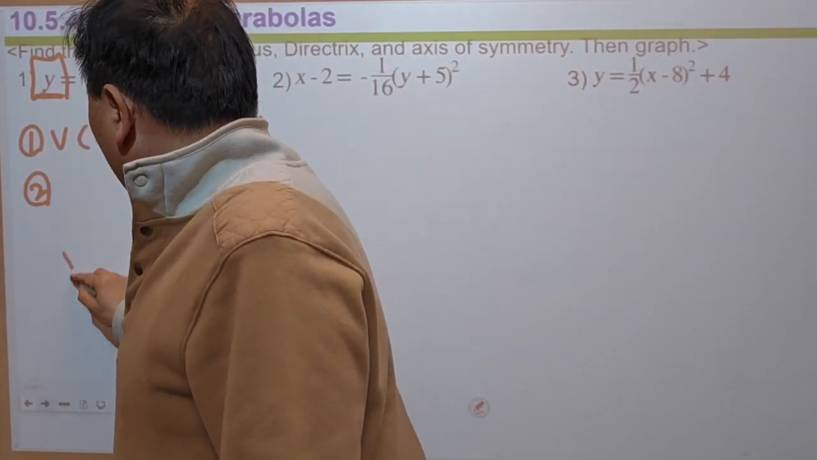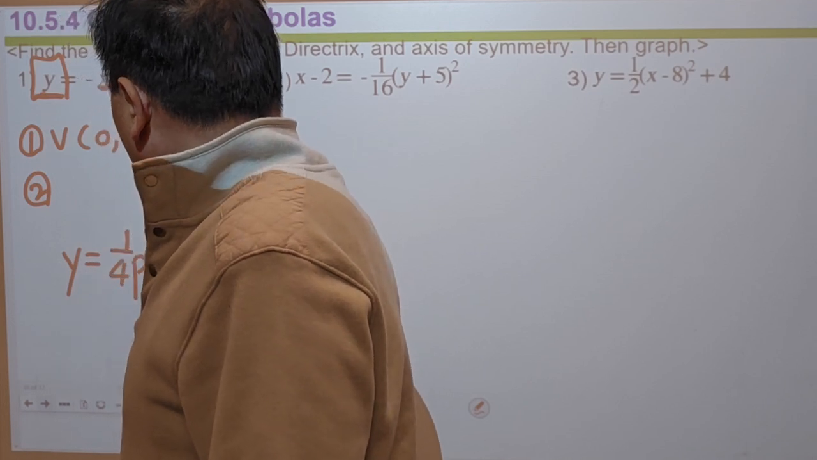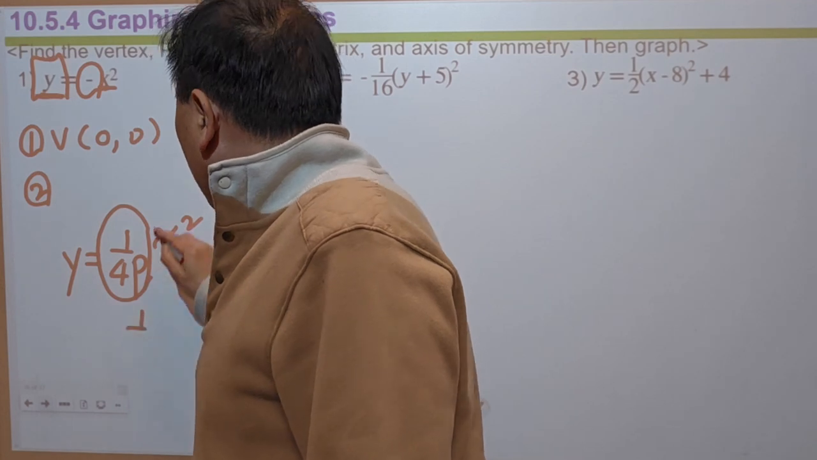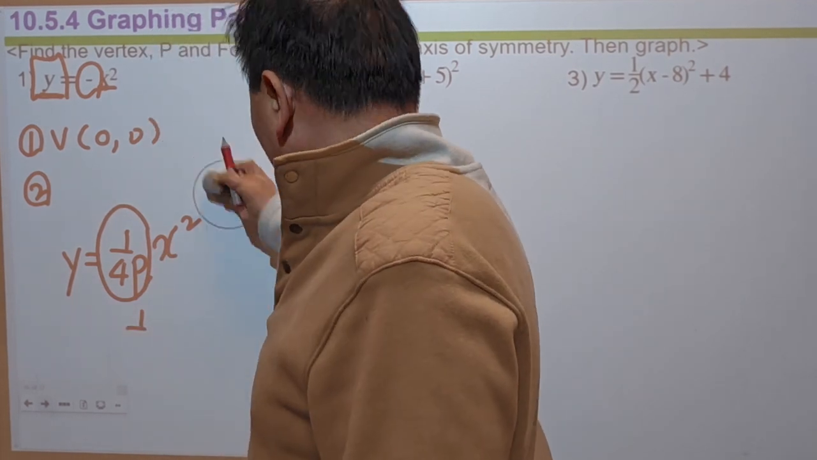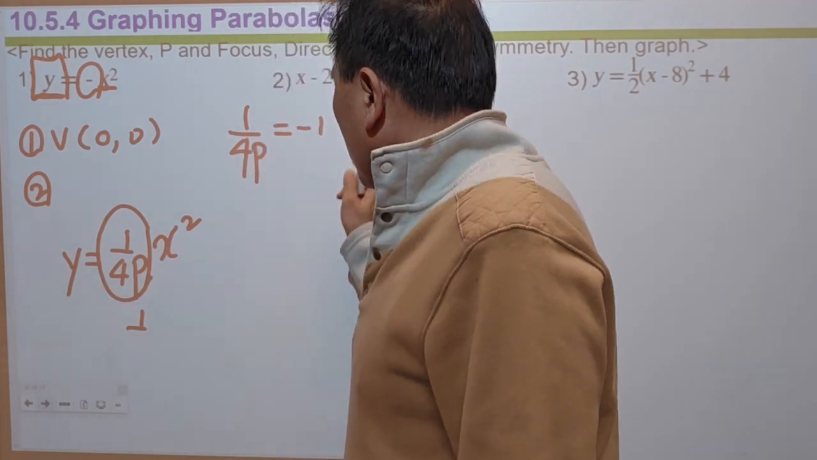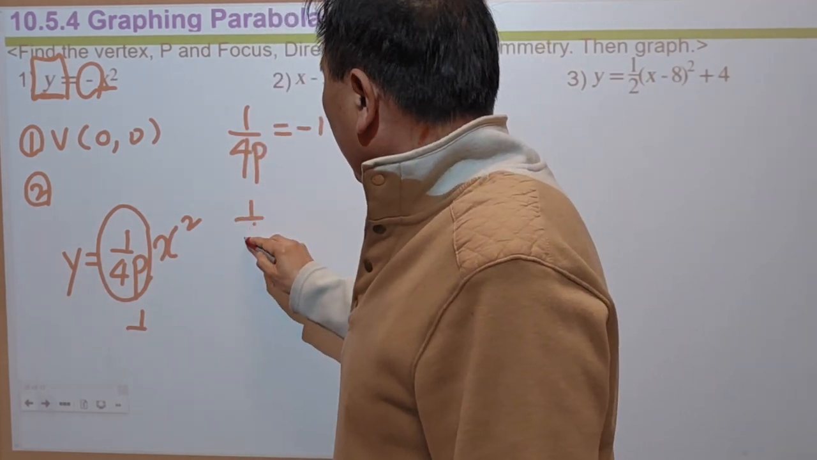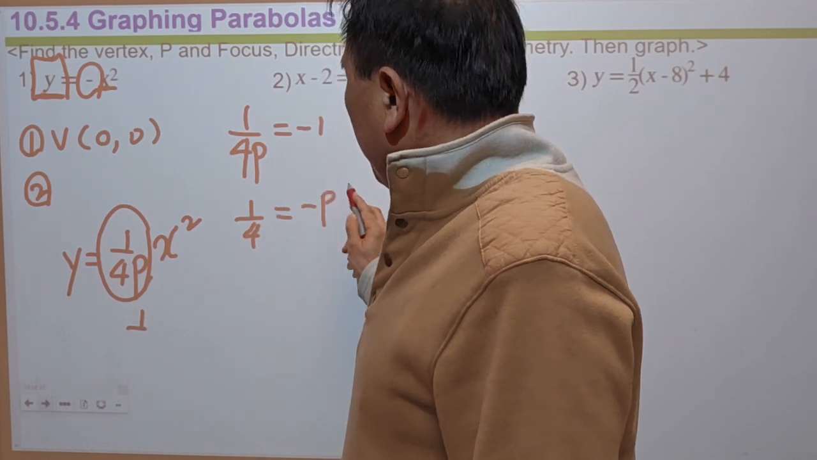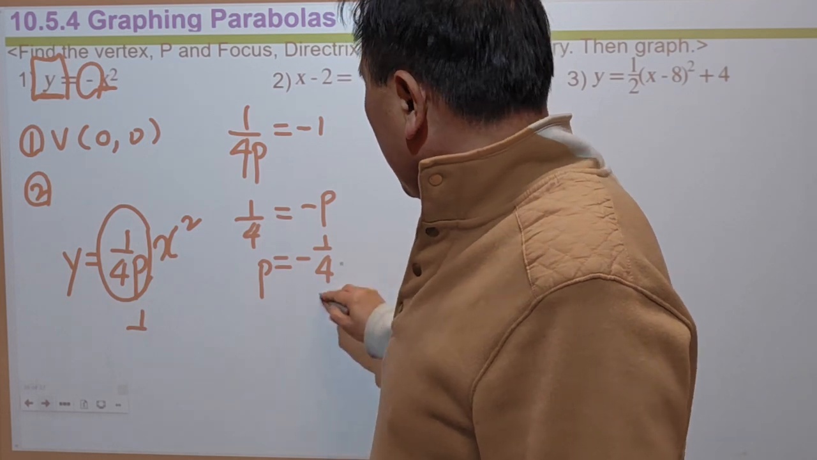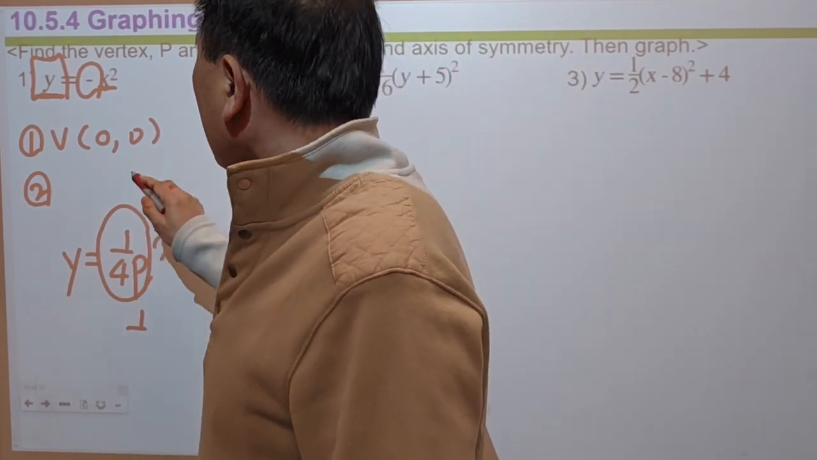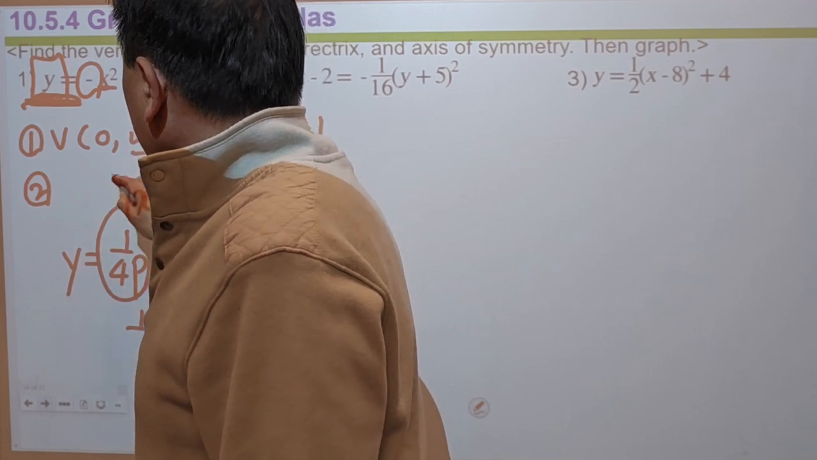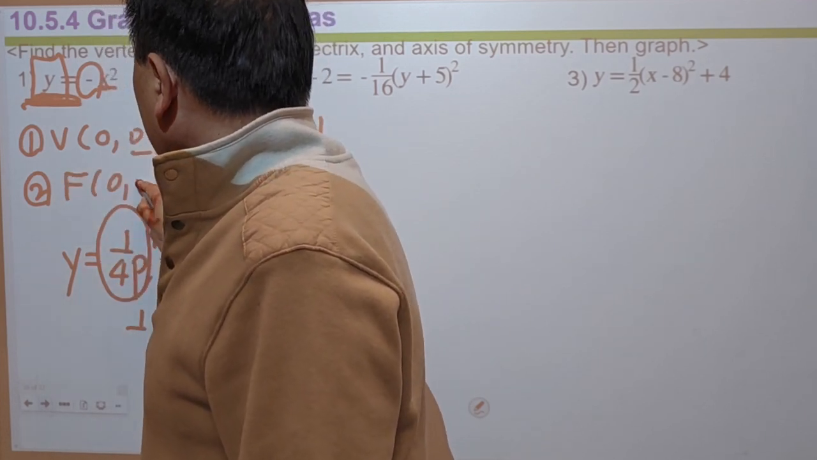Because y equals 1 over 4p times x squared, this 1 over 4p should be negative 1. So 1 over 4p equals negative 1. We move the 4 to the other side, so p equals negative 1/4. So p is negative 1/4. Because it's on the y-axis, you need to apply it to y. So the focus is going to be (0, negative 1/4).